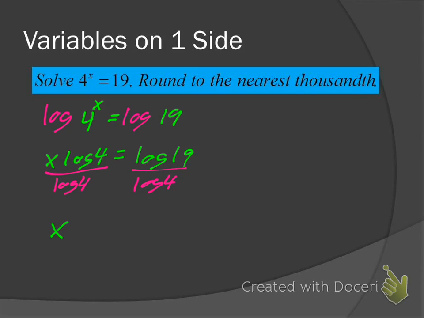So that's going to give us x equals log of 19 divided by the log of 4. Does everybody get to that point? Does that make sense to everybody? How it's just numbers?